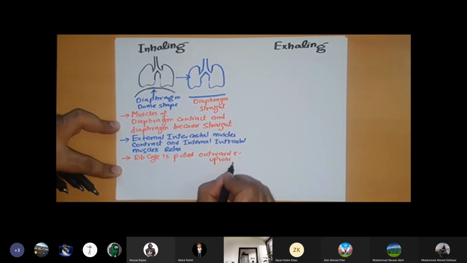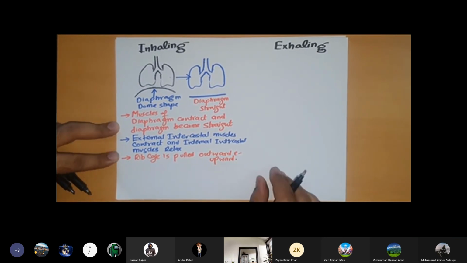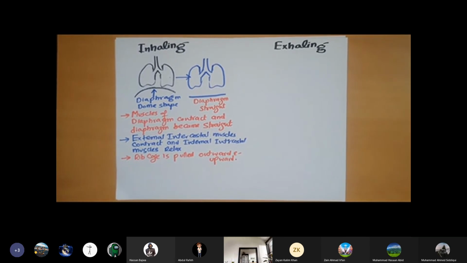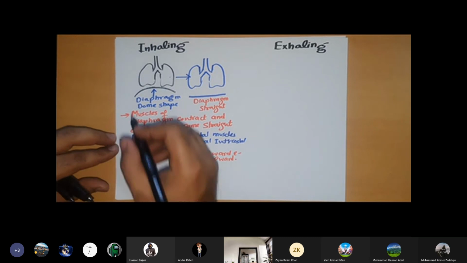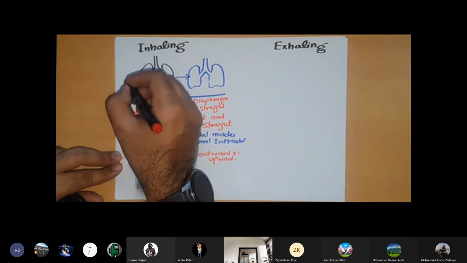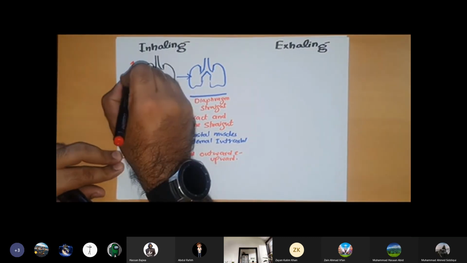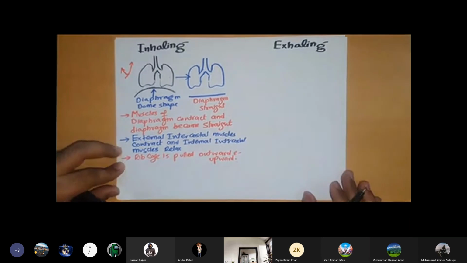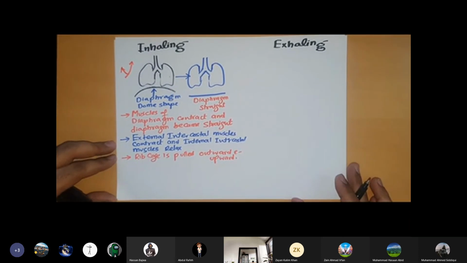Now we can quickly perform an exercise. All of you can put your hand onto the top of your chest and inhale deeply. When you inhale deeply, you can feel that your rib cage is going outward and upward. So when inhaling, the rib cage will move outward and upward. We can show it like this way and this way, that this is outward and upward.